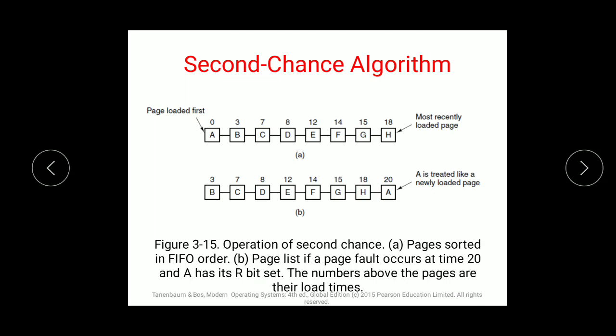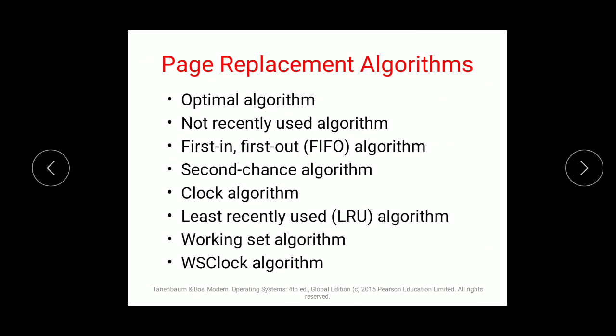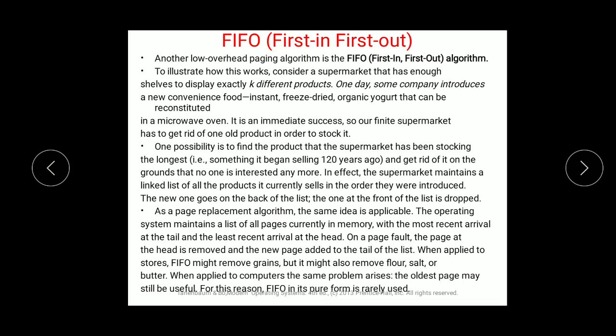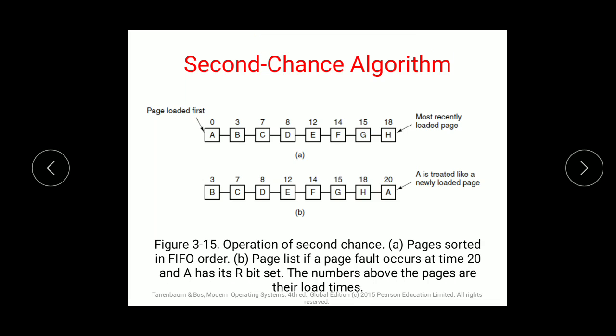When we talk about second chance, after FIFO it was the second chance algorithm. The FIFO algorithm is the basic algorithm of the second chance replacement algorithm. Somewhere a basic structure of FIFO is being followed by the second chance algorithm also.